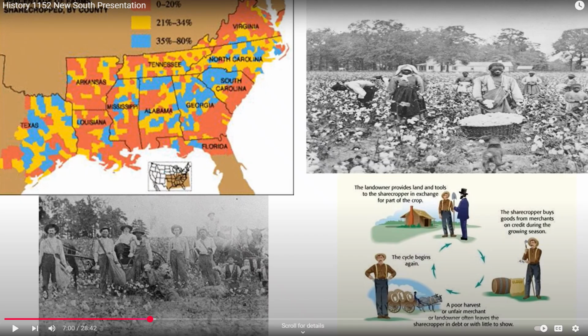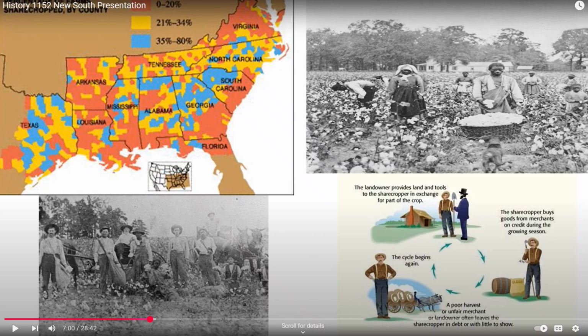There's some things to know about the sharecropping system. In actuality, the majority of sharecroppers were not African American. The majority were actually white, because there were more white people in the South than there were black people in the South. There were some black majority states, and there were certainly black majority counties and regions, but on the whole, there were more white people in the South than black people.